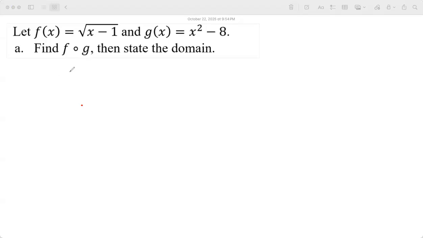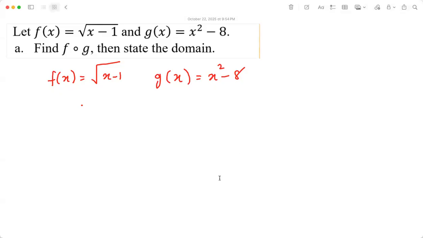Siddhi, are you following? F of x is equal to square root of x minus 1. G of x equal to x square minus 8. Are there any restrictions on g of x? No. Just y has to be greater than or equal to negative 8. Why on g of x? It's just, when you look at it, a parabola graph.